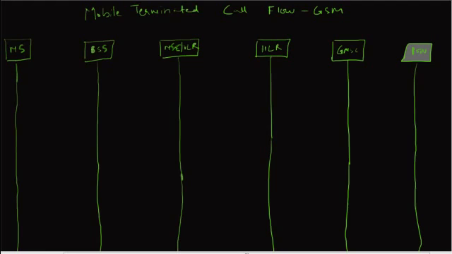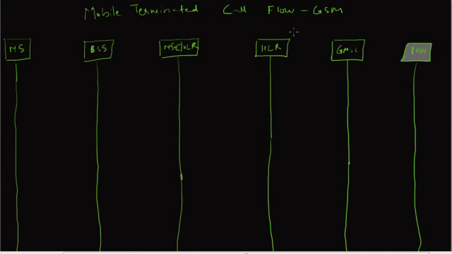In this tutorial, let's look at the mobile terminated call flow scenario. We'll assume that the mobile MS has already been registered in a particular PLMN, MSC, VLR and is allocated a TMSI. So the incoming call actually comes from a landline subscriber.